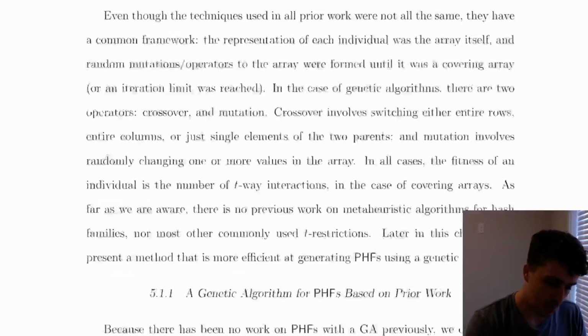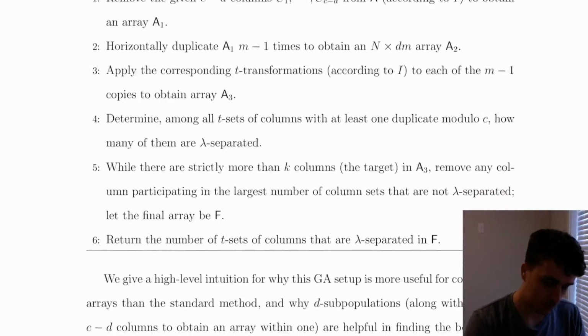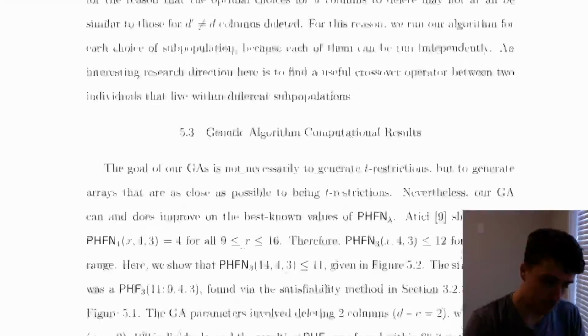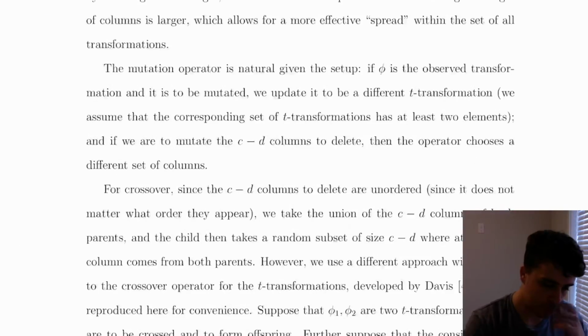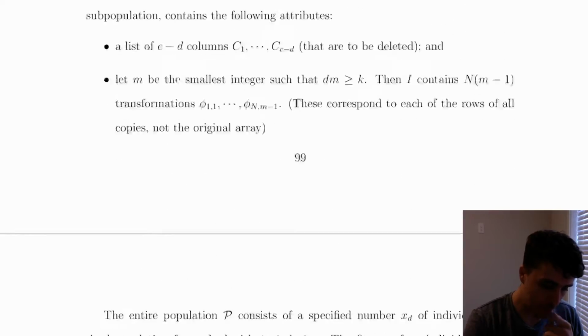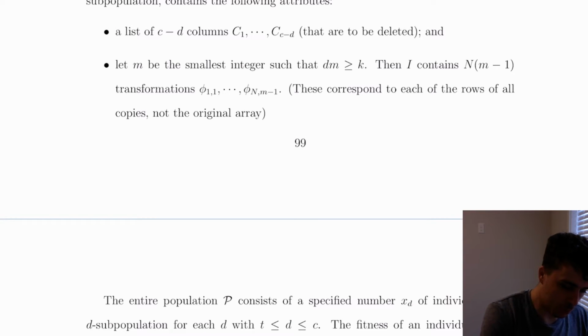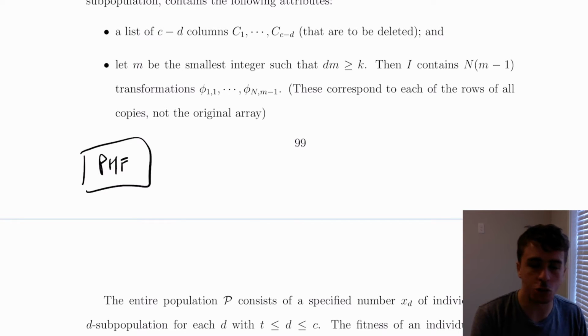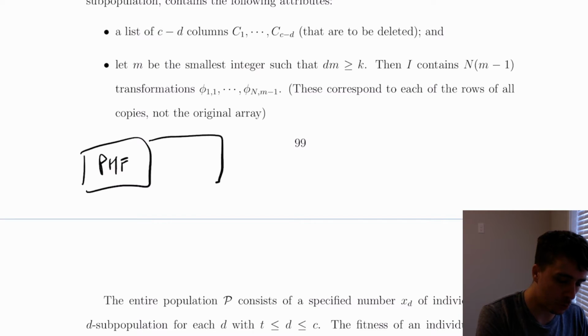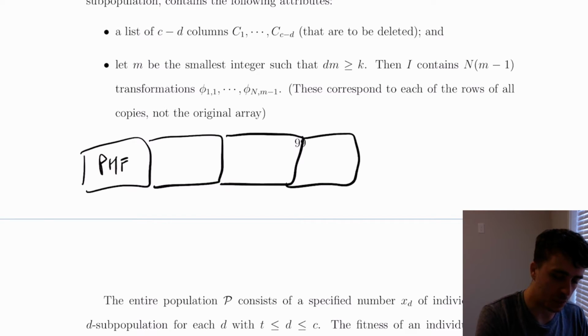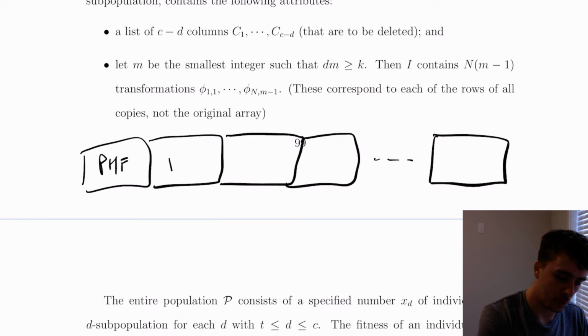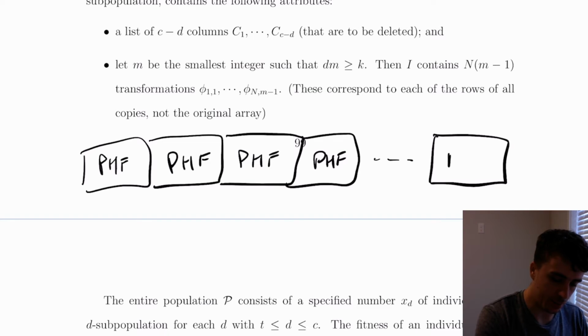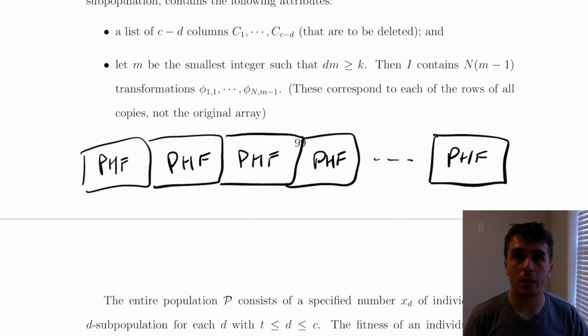So do I have a picture? Oh, maybe I don't. I have the algorithm here, but it's better with a picture. So let's just say that we have a perfect hash family, which is what I do here, but it doesn't really matter what it is. It's just that I have something. What I'm going to do is horizontally juxtapose it some number of times. So it's the same array throughout the entire thing. And that's actually a really good start.